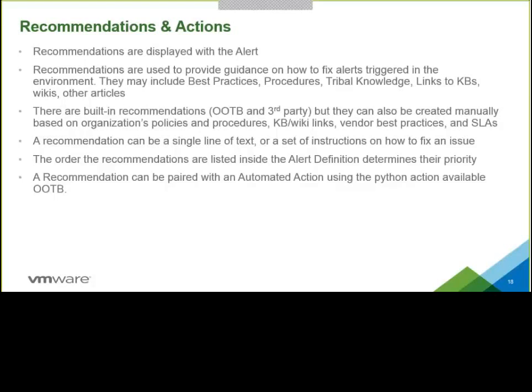And the order of the recommendations listed inside the alert definitions defines their priority as well. So if you're adding, let's say, 5 different recommendations, then the order you add them is how they will be listed in the alert as well, which means that people can action them accordingly. Last but not the least, the recommendation can be paired with an automated action using the Python action available out of the box. So you can use that, or you can have manual actions as well.